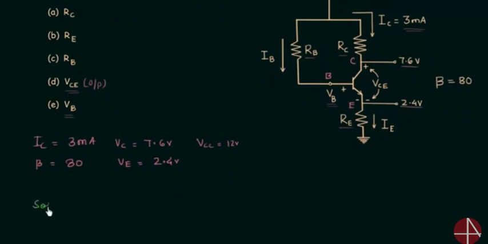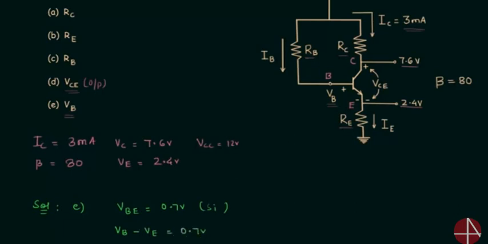I will first find out the potential at point B, or potential at the base terminal. We already know VBE is equal to 0.7 volts, because VBE is the forward bias diode, and we have 0.7 volts in case of silicon diode. So we can say that VB minus VE is equal to 0.7 volts.